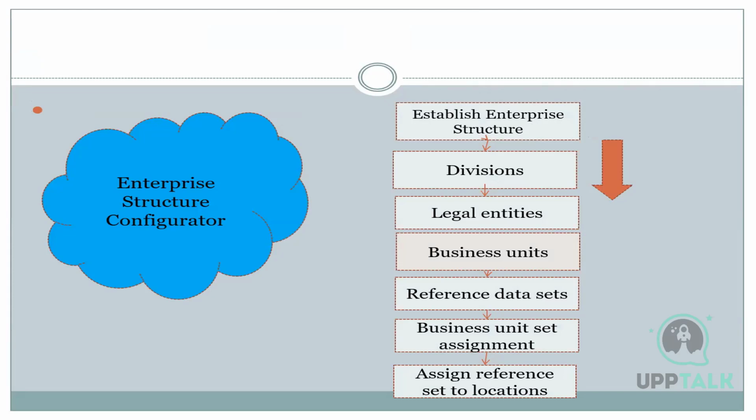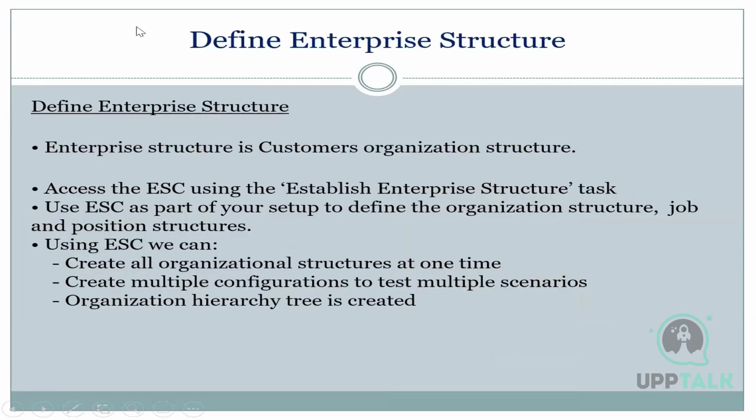What does the enterprise structure configurator establish? We have divisions, legal entities, business units, reference data sets, business unit set assignment, and assigned reference set locations. First we define the divisions. The enterprise is the highest level. Then we define the divisions, legal entities, business units, reference data sets, business unit set information, and assigned reference data sets.